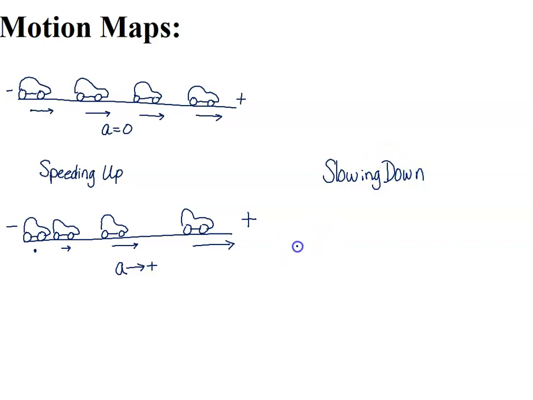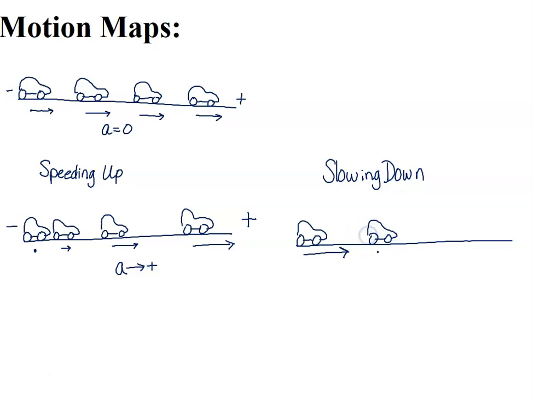So for slowing down, we start with our car. This time our car is moving, and it's going to be moving, say, fairly quickly, so I'm starting with a longer arrow. And I'm just going to draw my next car a certain distance away.